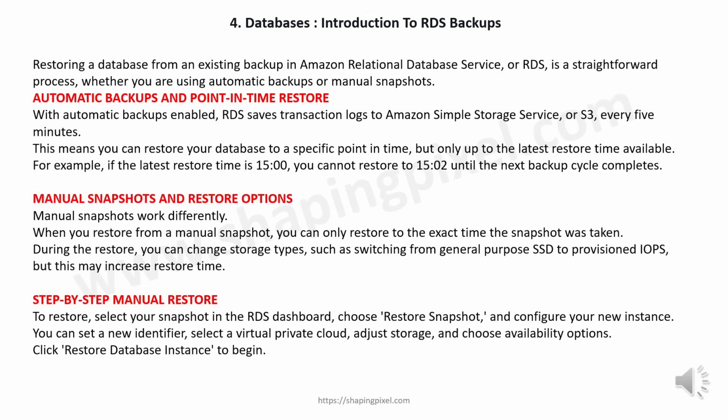To restore, select your snapshot in the RDS dashboard, choose Restore Snapshot, and configure your new instance. You can set a new identifier, select a virtual private cloud, adjust storage, and choose availability options. Click Restore Database Instance to begin. Once complete, your new database instance is available, making restoration from backups both quick and flexible.